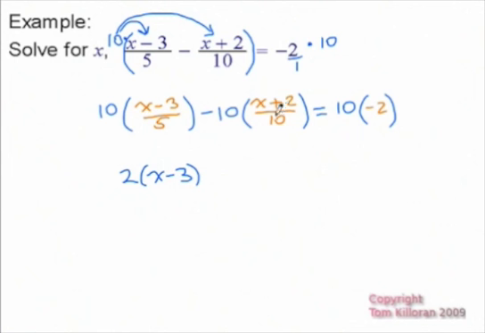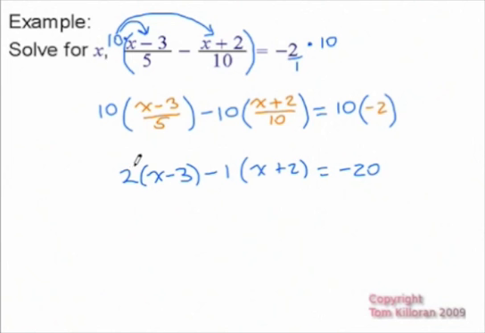Here we're going to have 10 divided by 10, which is just 1, so we'll get a minus 1. And again, in parentheses, we'll have to leave that x plus 2. And this will be equal to 10 times negative 2, better known as negative 20. Alright, now we just have to get rid of parentheses and see what happens.